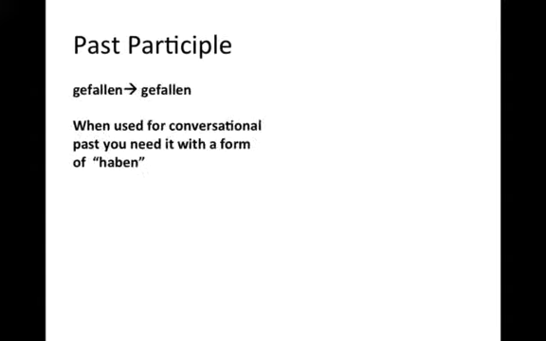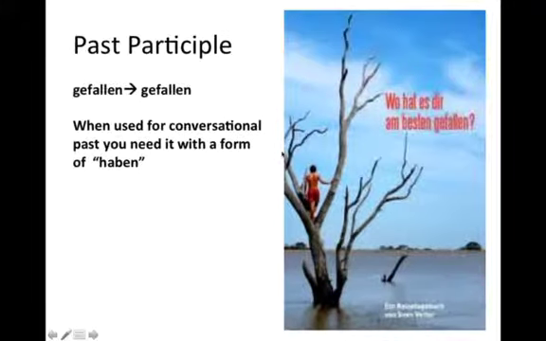So, the past participle for this one. We already have a ge, so when we already have a ge, this is an inseparable prefix. We do not need to add another ge, and since we know it's a vowel changer, this stays the same. And again, when you use it for conversational past, you need it with a form of haben, because it's no movement, no change of state. It's a little hard to see, but I'm sure you're fine.